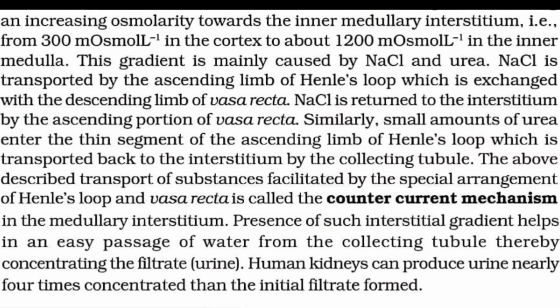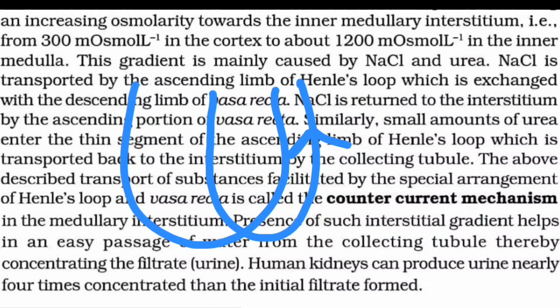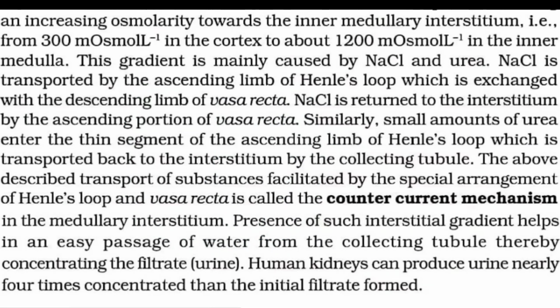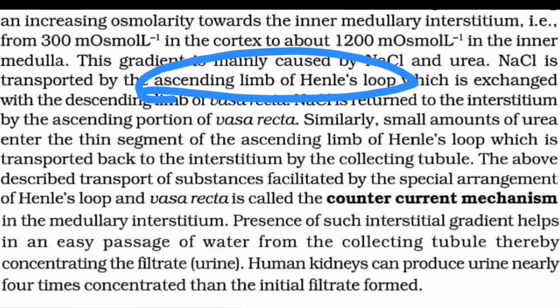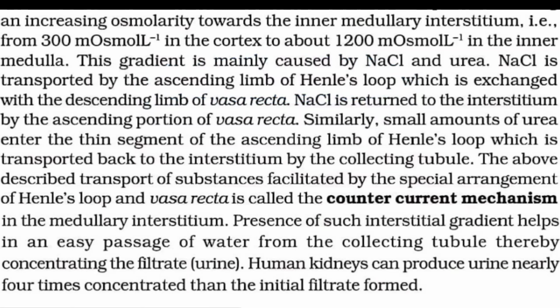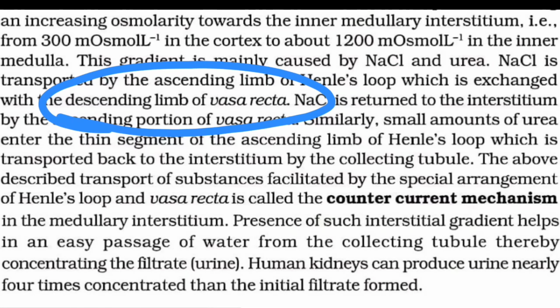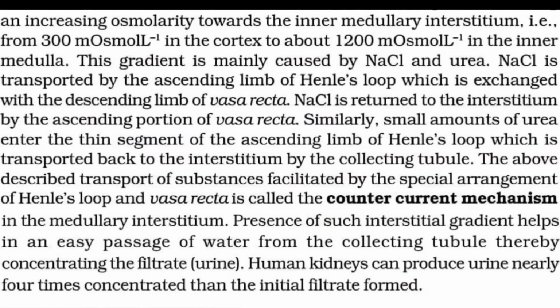If I draw this as the loop of Henle and this one as the ascending limb, then here the vasa recta will be there, and the vasa recta is exchanging the NaCl with the ascending limb. So the ascending limb of loop of Henle will be exchanging material with the descending limb of vasa recta. Now NaCl is returned to the interstitium by the ascending portion of the vasa recta.